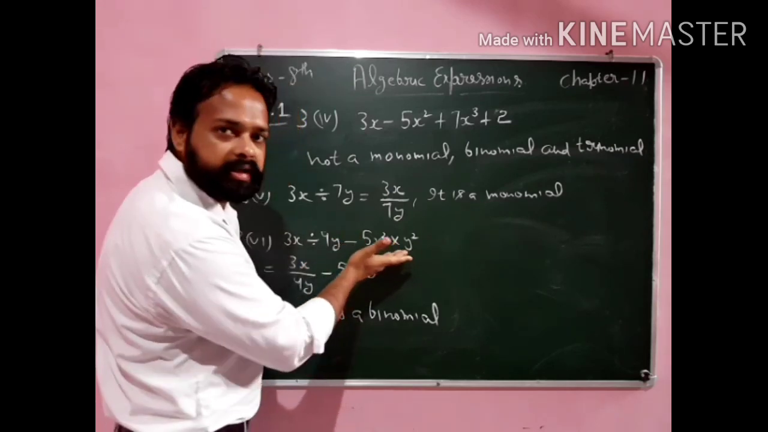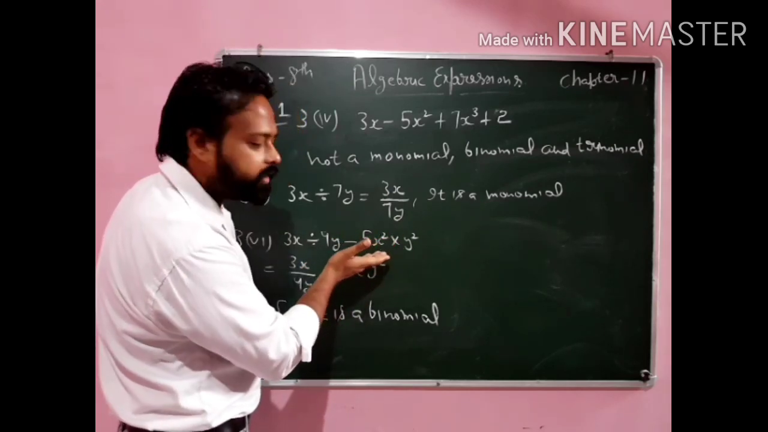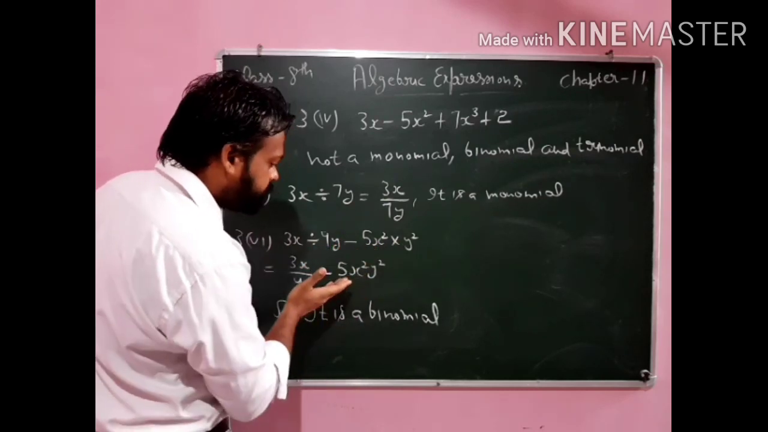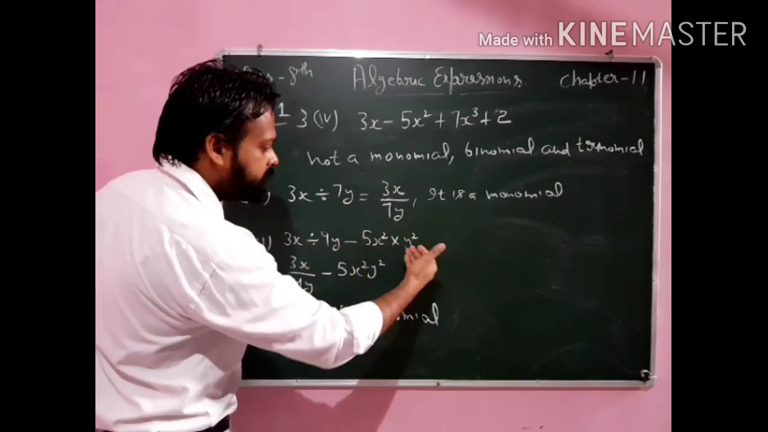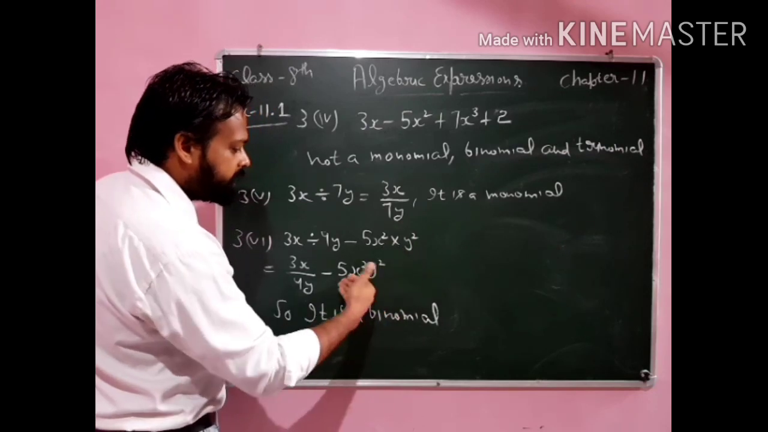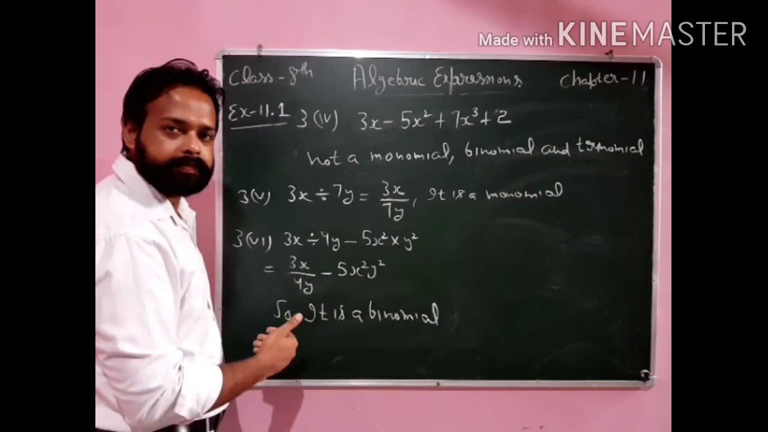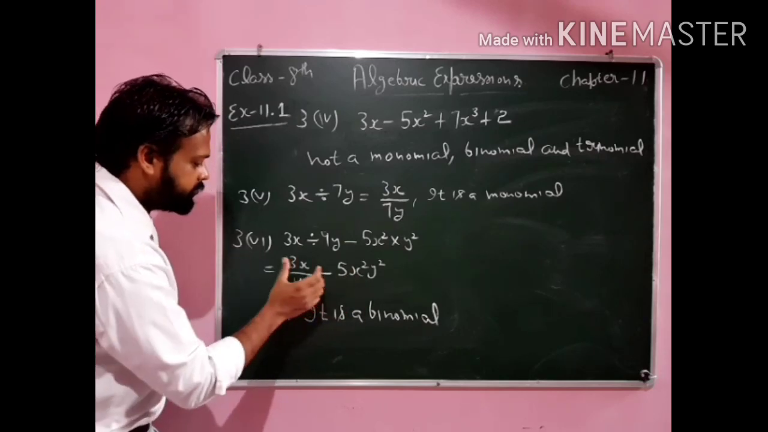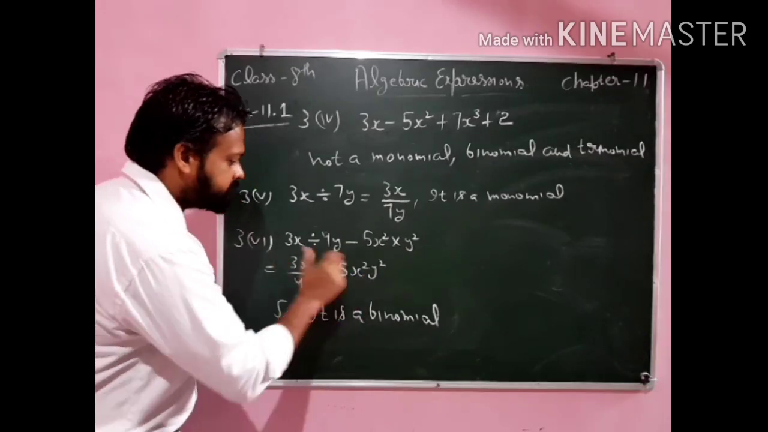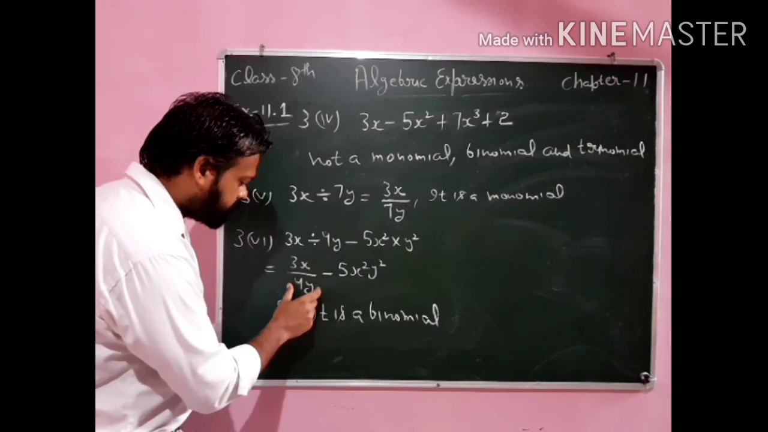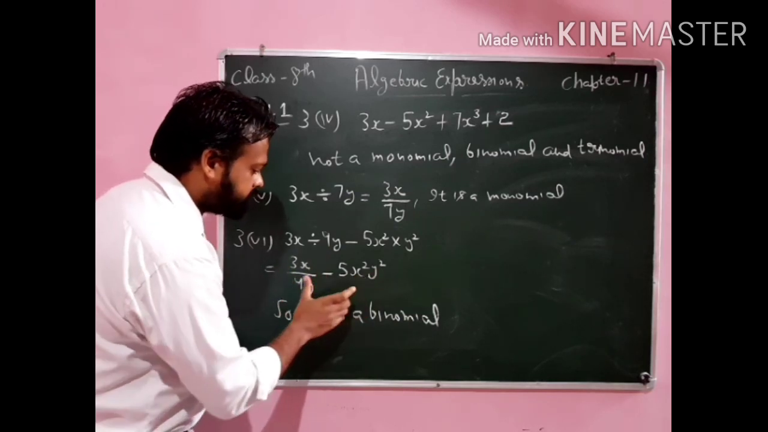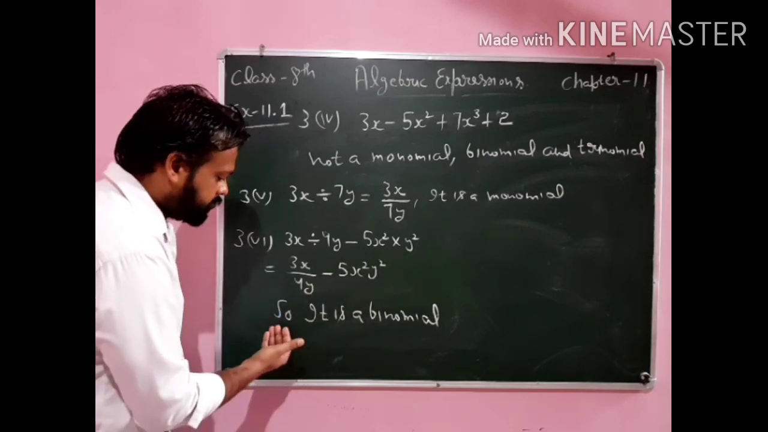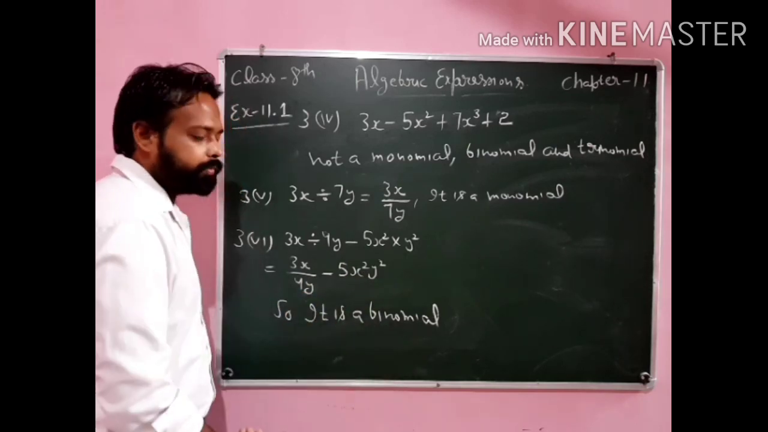Now next, these two terms are multiplied with each other, 5x square multiplied by y square. So 5 into 5x square multiplied by y square becomes 5x square y square. So now you can see there are two terms. This is the first term and this is the second term. Means 3x over 4y minus 5x square y square. So there are two terms now after solving. So it is a binomial.